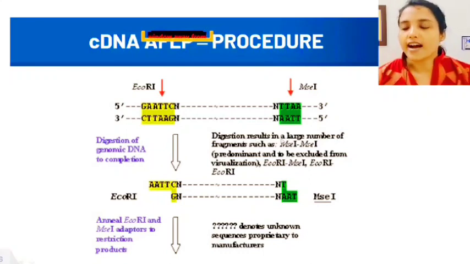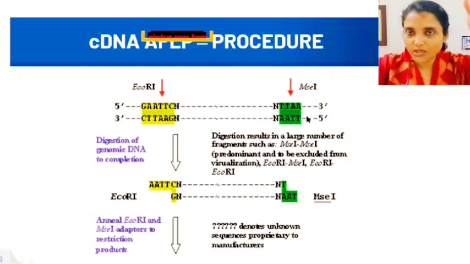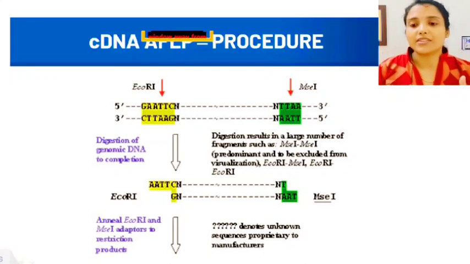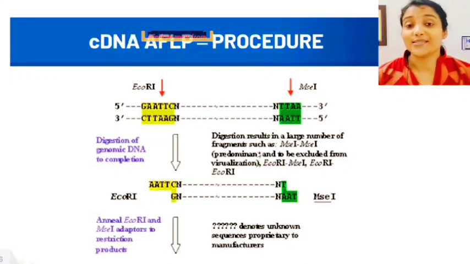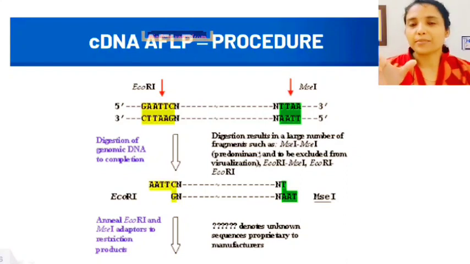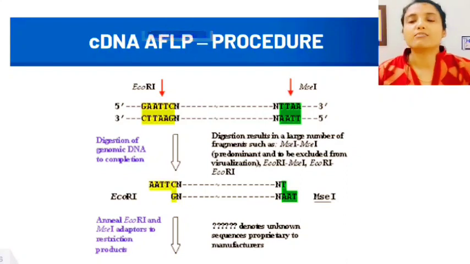Digestion results in a large number of fragments such as MSE1 and MSE1. That means they are both cut by the same restriction enzyme; they are predominant and to be excluded from visualization. So later on, those fragments which have been cut at both ends by MSE1 will be excluded from our analysis. We'll see how that is done.